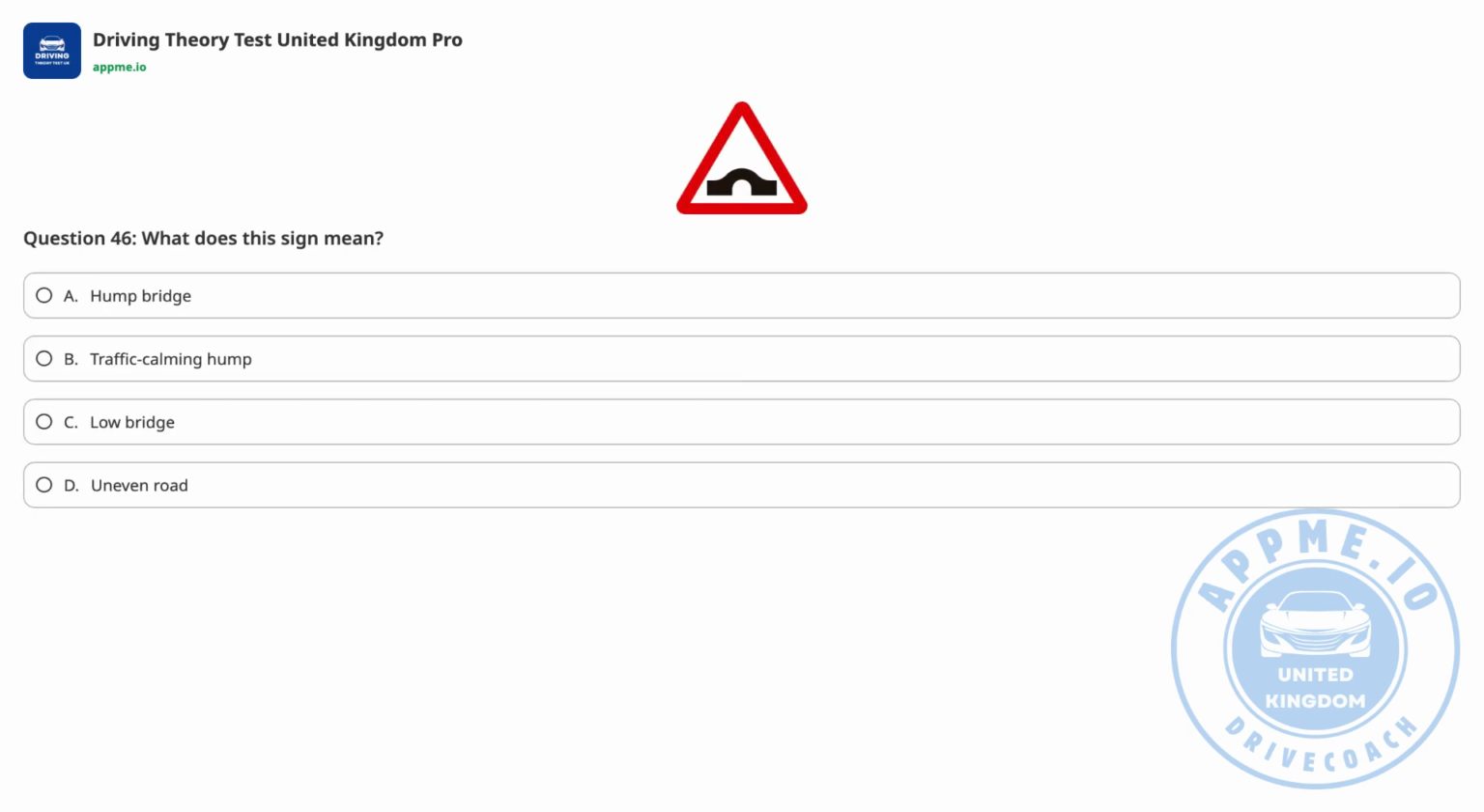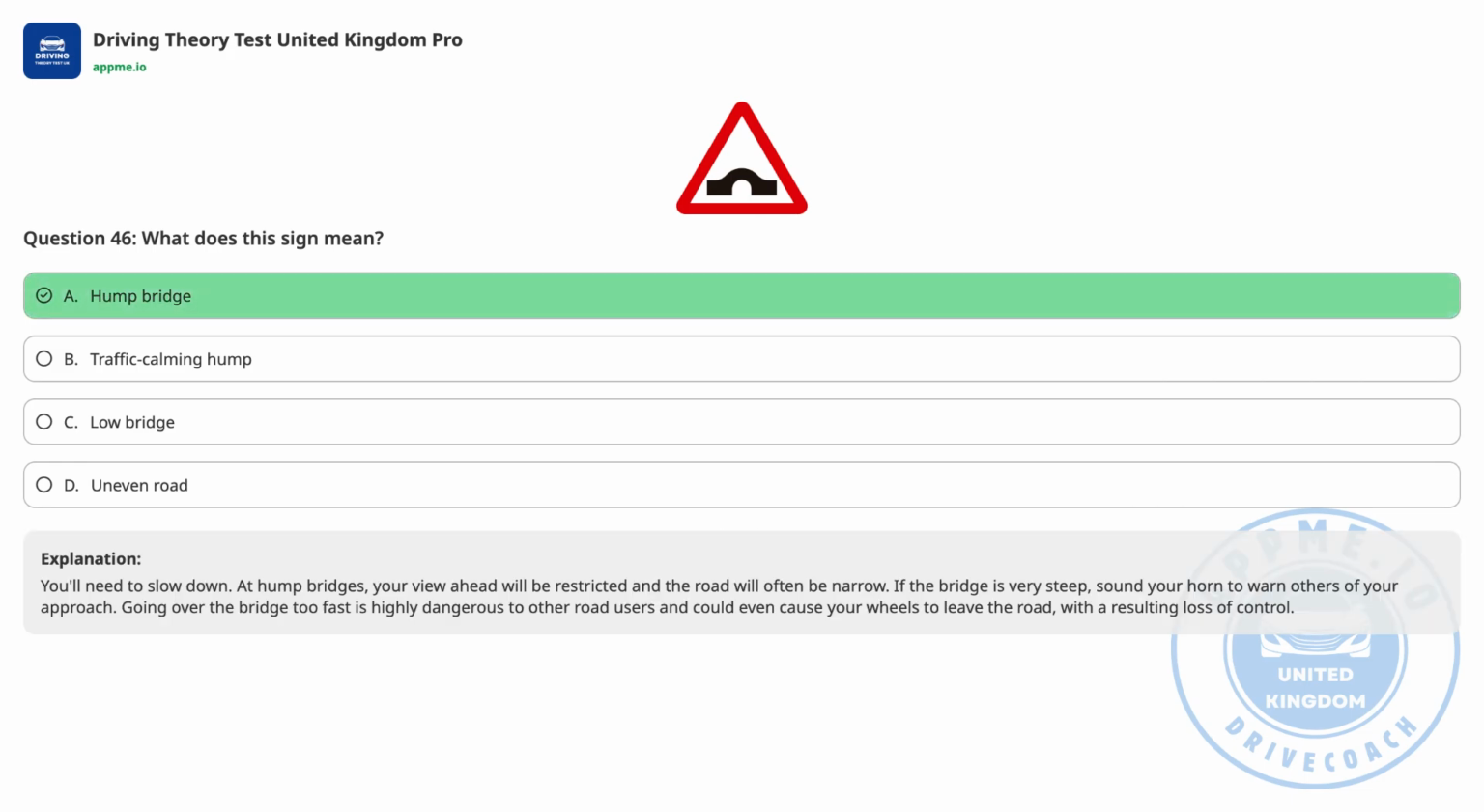Question 46. What does this sign mean? A. Hump bridge. B. Traffic calming hump. C. Low bridge. D. Uneven road. The correct answer is A.